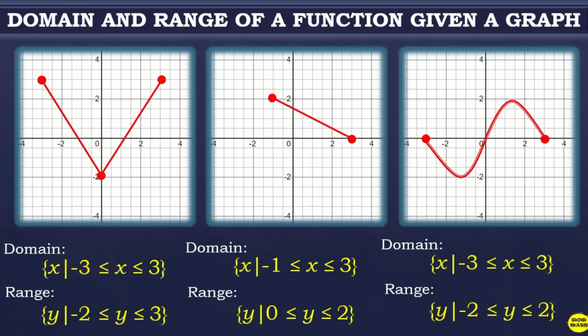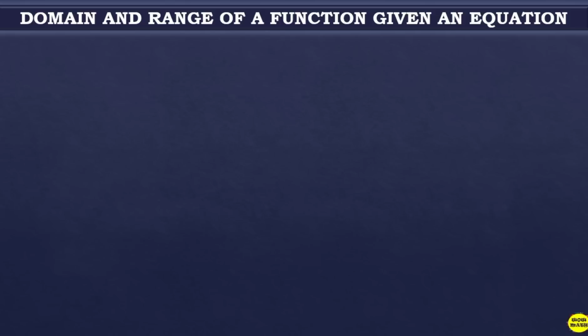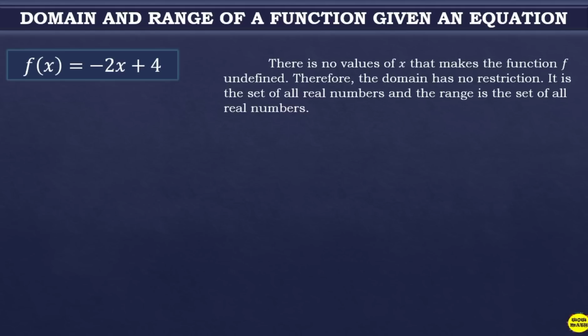Tingnan mabuti ha kung may arrow o endpoint. Next, how to find the domain and range of a function given an equation naman. Paano naman kapag equation ang binigay? Okay. Meron lang tayong tatlong tatandaan. Parang ito yung pinaka-rule niya. Okay? So, if you have f of x is equal to negative 2x plus 4, okay, as you can see, there is no values of x that makes the function f undefined.